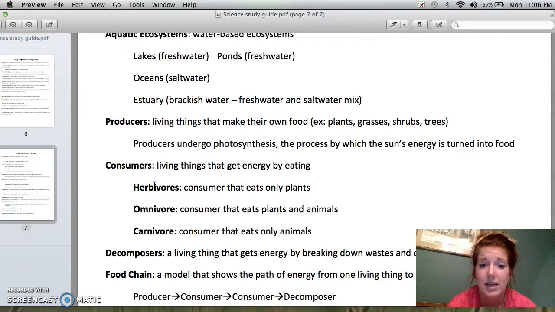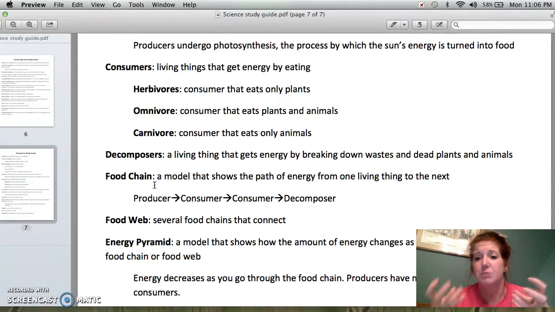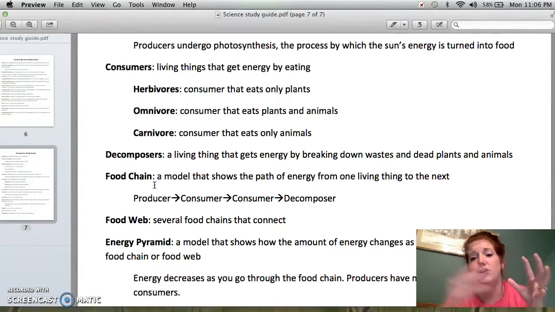A food chain is a model that shows the path of energy from one living thing to the other. So when we say energy, our reference in our head goes to what these things eat. Who eats who? It's the path of energy because the producer makes its own food. The consumer eats the producer. Another consumer eats that consumer, and then the decomposer breaks them all down when they die or poop. All right? A food web is several food chains connected. I like to think of it as all the food chains within an ecosystem. So we would see all the different species within the tundra and how that energy is passed.